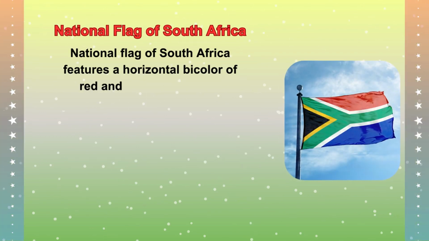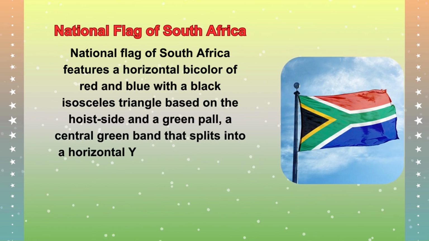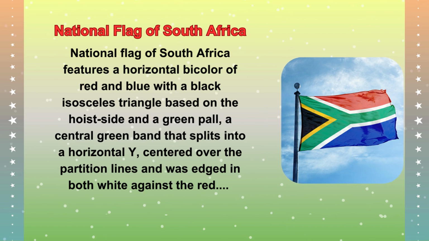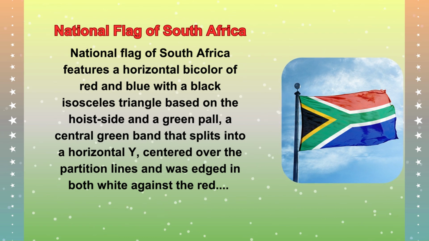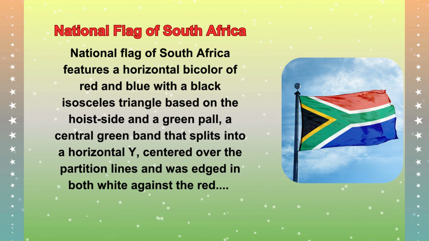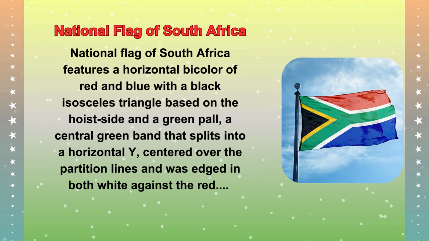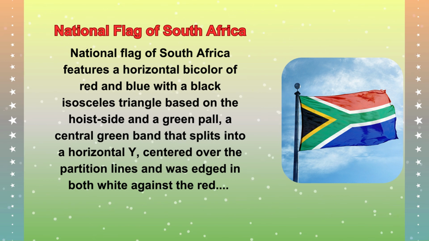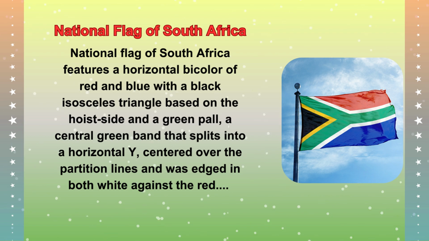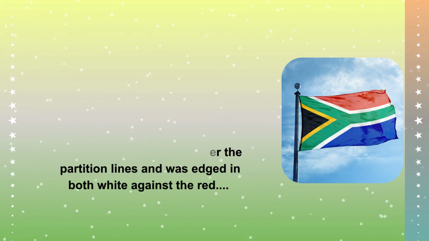The National Flag of South Africa features a horizontal bicolor of red and blue with a black isosceles triangle based on the hoist side and a green pall. A central green band splits into a horizontal Y, centered over the partition lines, and is edged in white against the red and the blue bands and yellow against the triangle, in which the arms of the Y end at the corners of the hoist and embrace the triangle on the hoist side.